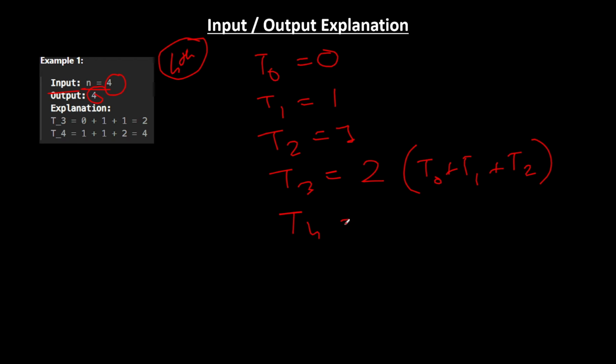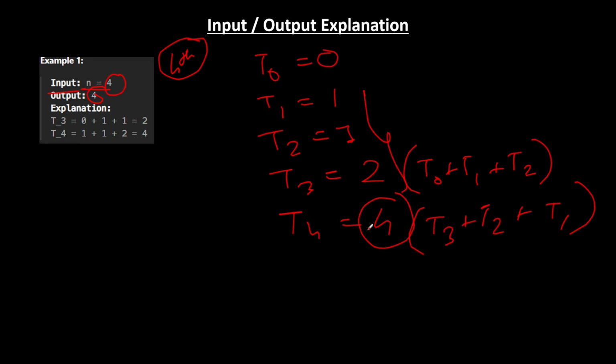And T4 will be 4. How? T3 plus T2 plus T1. If you add this, you get 4. This is what our output is here. It is 4. I hope you understood the input output explanation. It was pretty straightforward. So let's move to the next slide.